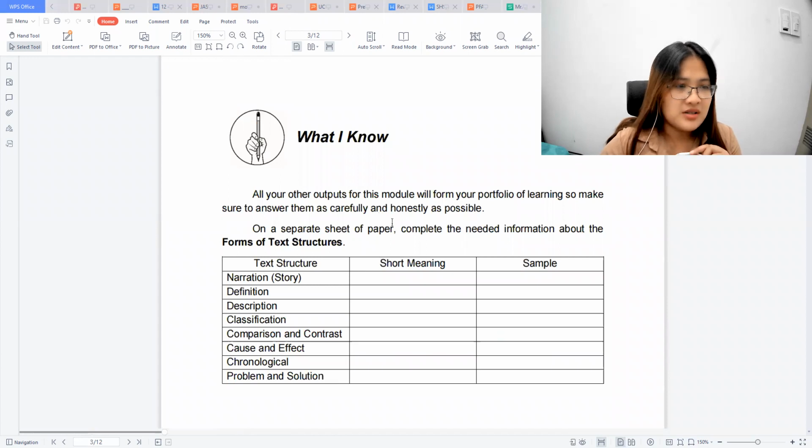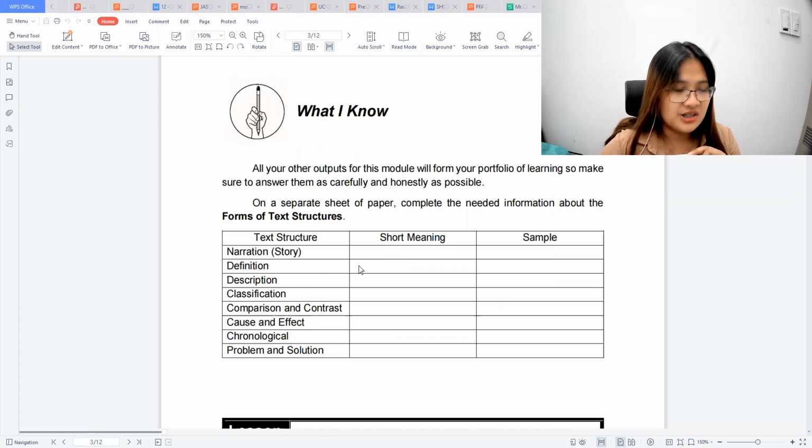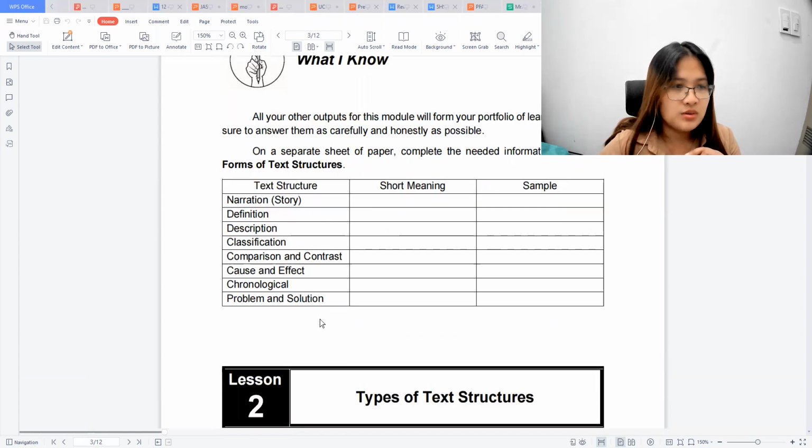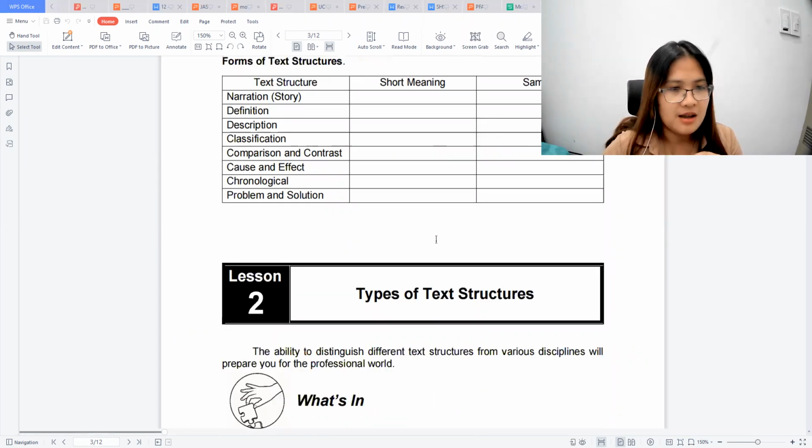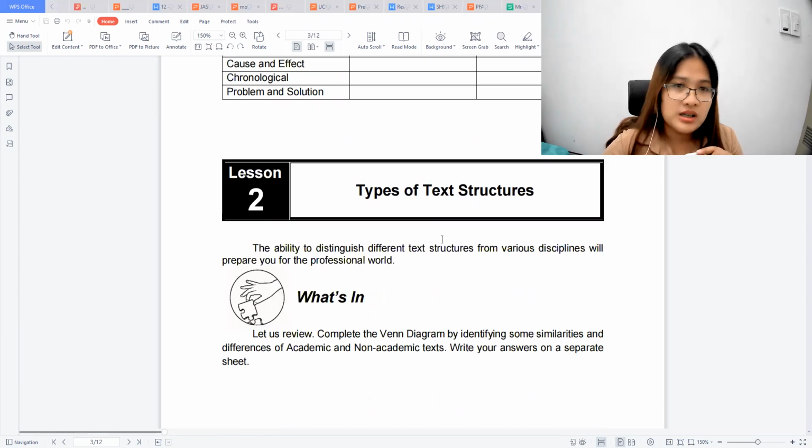You would have to answer these in your portfolio depending if your teacher asks you to do so. Dito kailangan mo ng konting research skills. You would have to look for the short meaning of the text structure and the examples. So, you can do that on your own. Please make sure that when you research, you base your answers on reputable sources. Okay, let's go to the lesson proper.